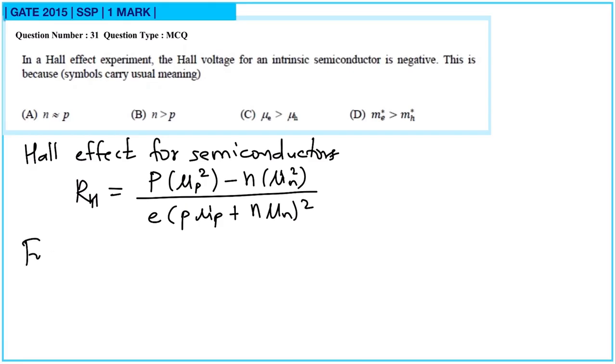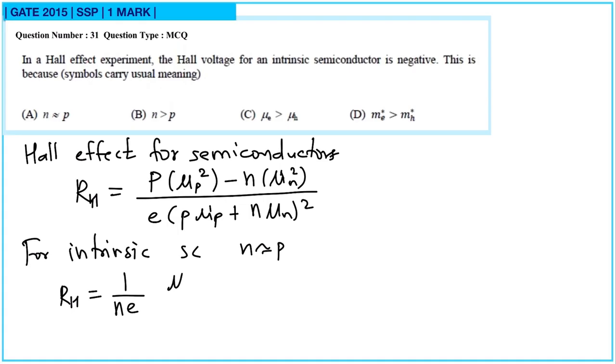Now for intrinsic semiconductor, n will be nearly equal to p. So here I can put n is equal to p. So from there we'll get RH is equal to, if we put n is equal to p, then this will be n in bracket mu p square minus mu n square upon n square in bracket mu p plus mu n square. So this will be 1 upon ne in bracket, mu p square minus mu n square upon mu p plus mu n bracket square.